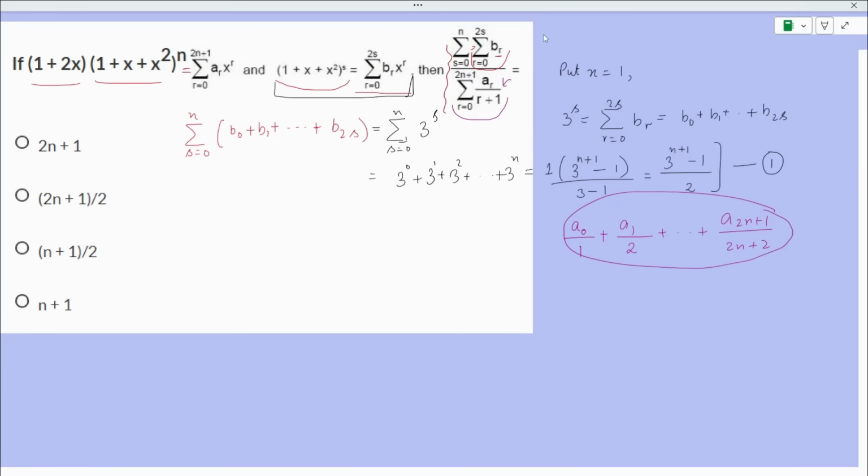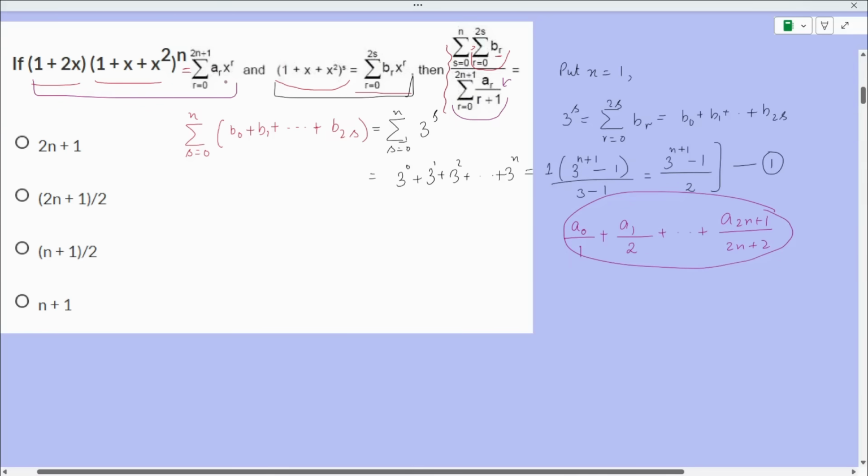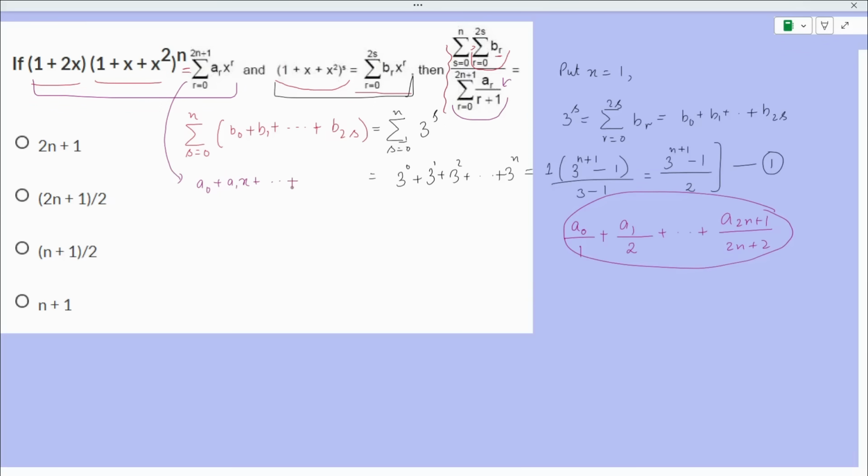And who is going to help us? Of course, this is going to help you. How? Because you see what the right hand side is over here. The right hand side is a naught plus a1x plus dot dot dot, right?